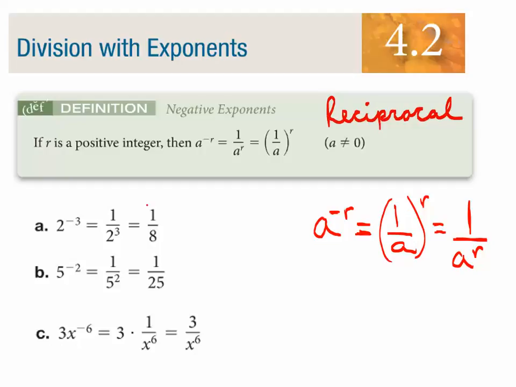Okay, so real quick, how do we do this here? Some examples from pre-algebra. 2 to the negative 3. What we do is we take the 2 down to the denominator, we change the sign on the exponent, and then we simplify if we can or if we need to.